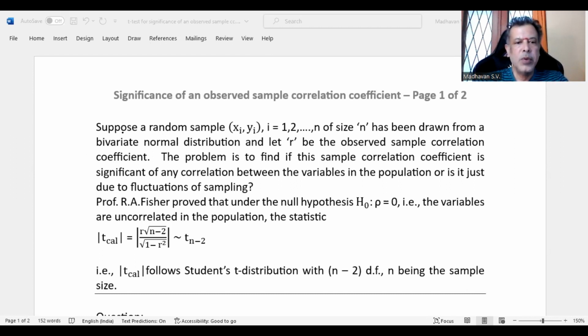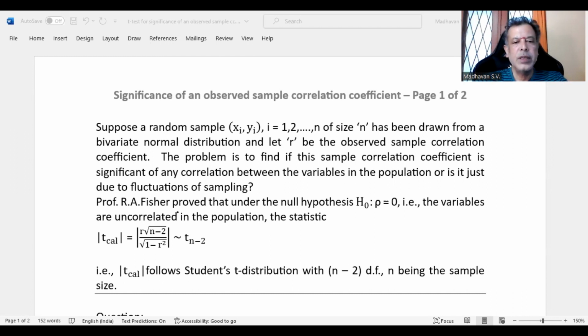Suppose a random sample of pairs of data (xi, yi) of size n has been drawn from a bivariate normal distribution, and let small r be the observed sample correlation coefficient. The problem is to find if this sample correlation coefficient is significant of any correlation between the variables in the population, or is it just due to the fluctuations of sampling?